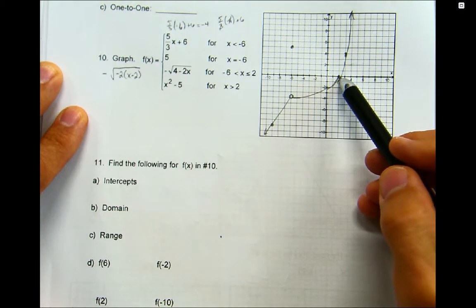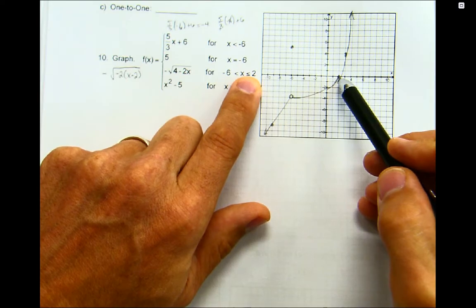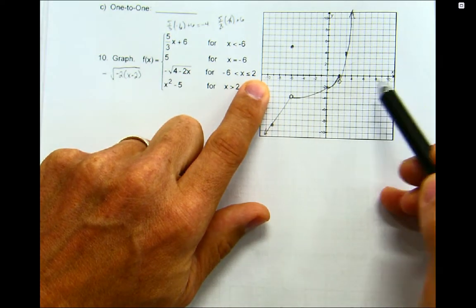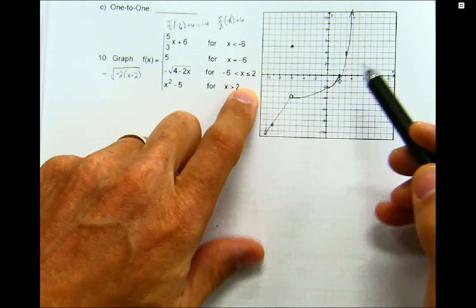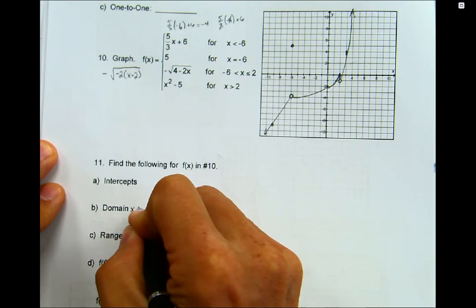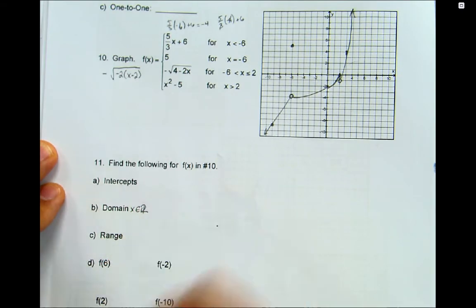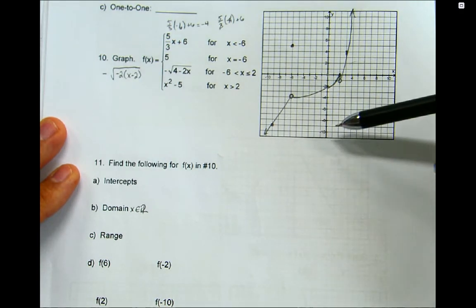This is a closed circle at 2, so there's something right at 2. And then for anything after that, I can put any x in to the right of 2, and that's going to be on my parabola. So my domain is x is the set of all real numbers.